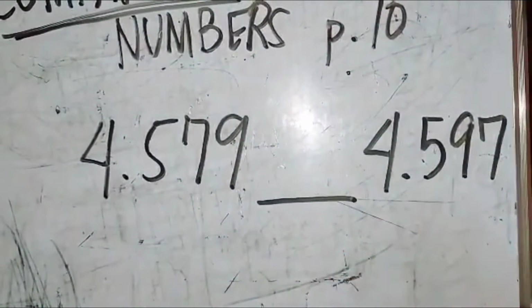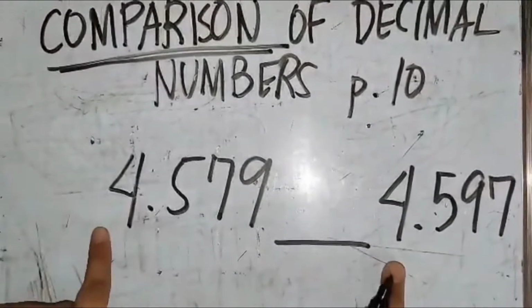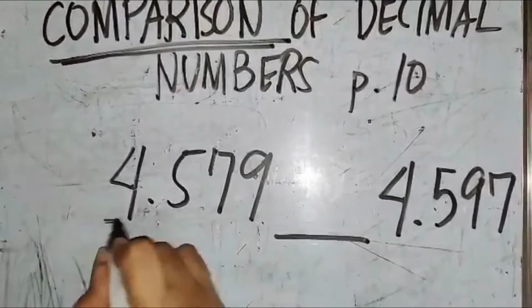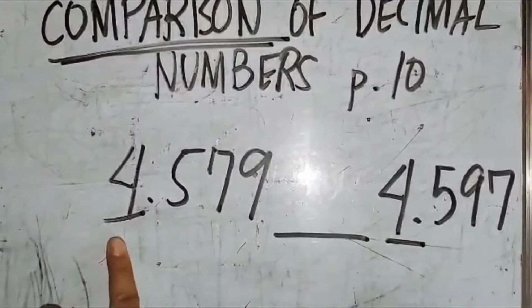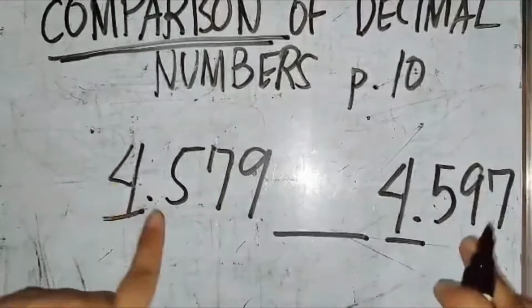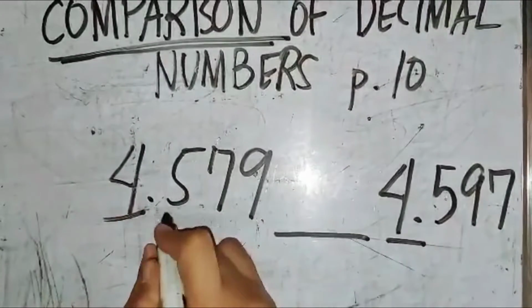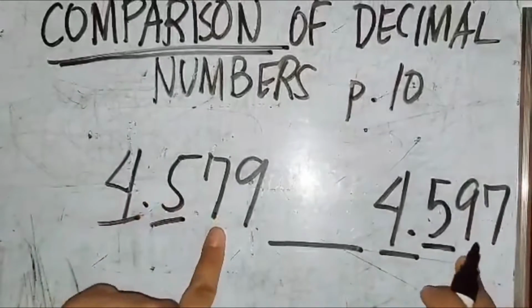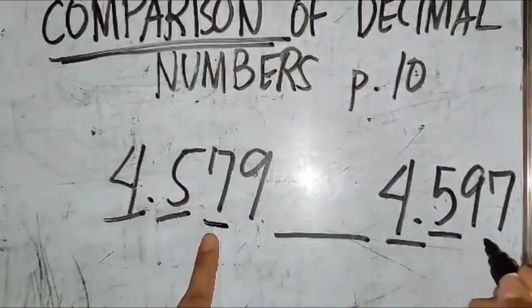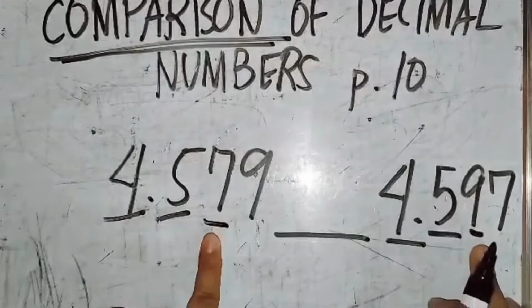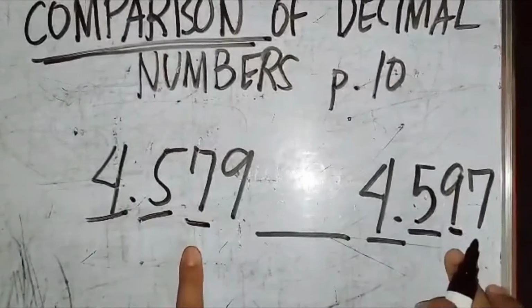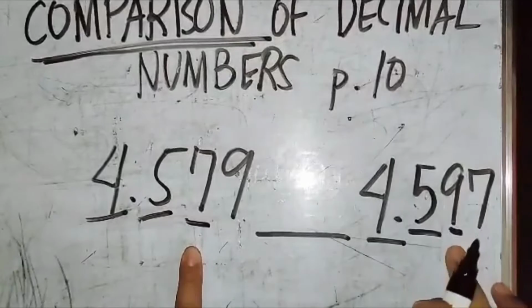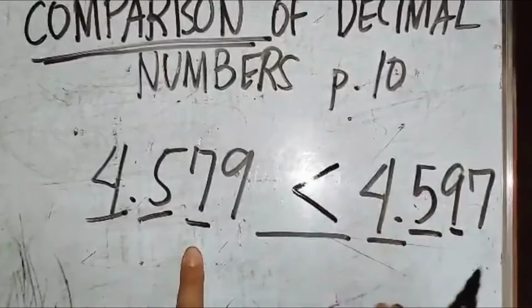Okay, in comparing decimal numbers, syempre, unahin mo yun nasa left side. Tingnan mo. Ay, parehong 4. O, kasunod, pag magkatulad, move on to another digit. Ay, parehong 5. Move on to another one. 7 and then 9. Yan, magkaiba na ng digit. 7 and 9, which one is bigger? 9. So, dun mo ihaharap yung bibig mo.